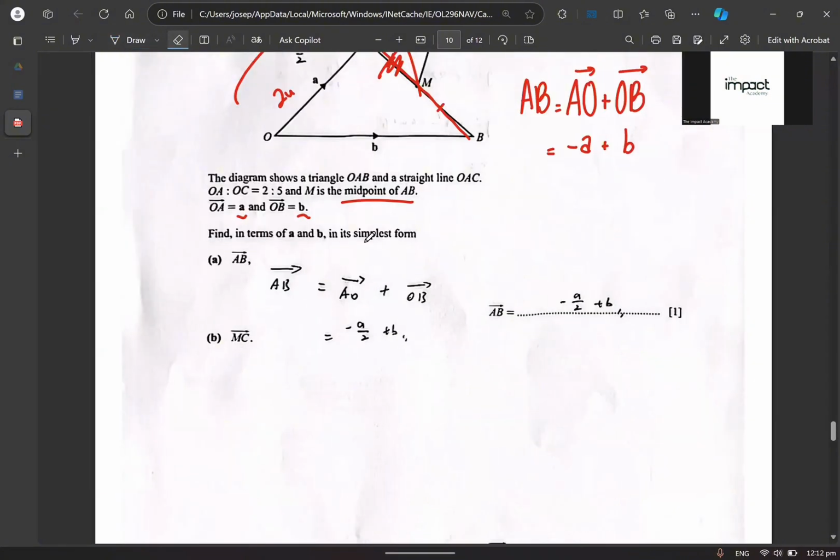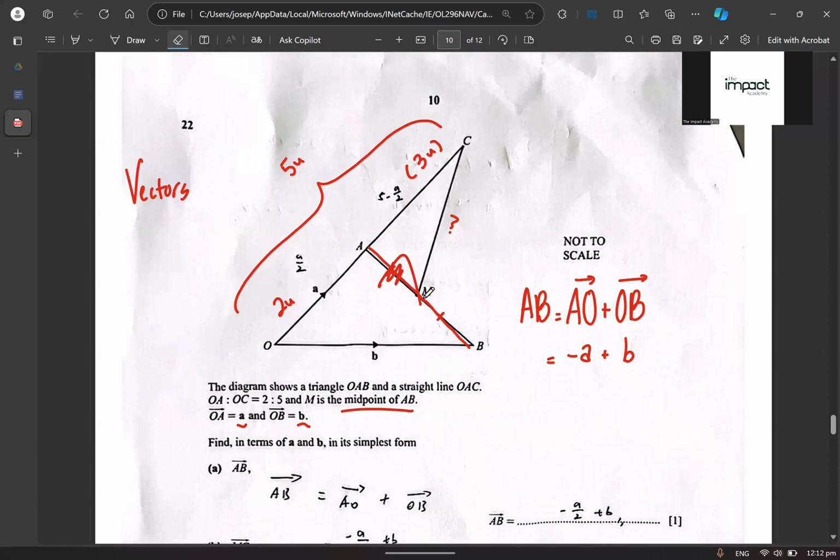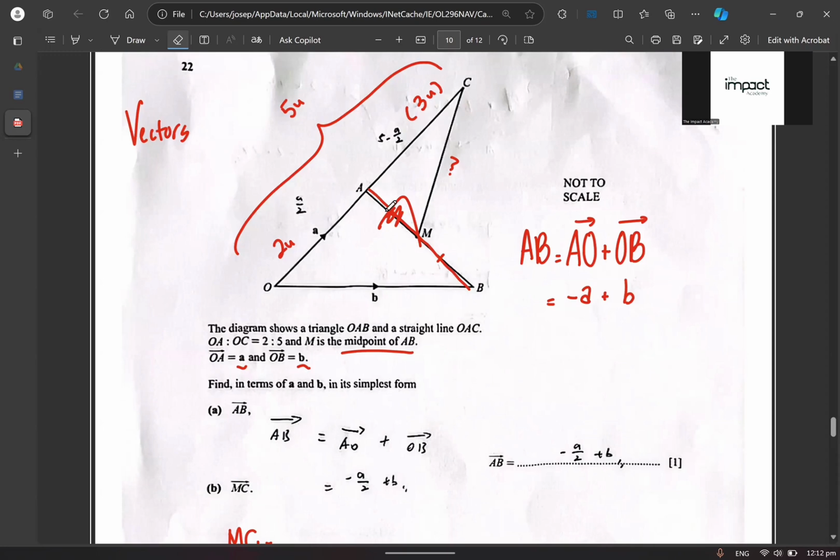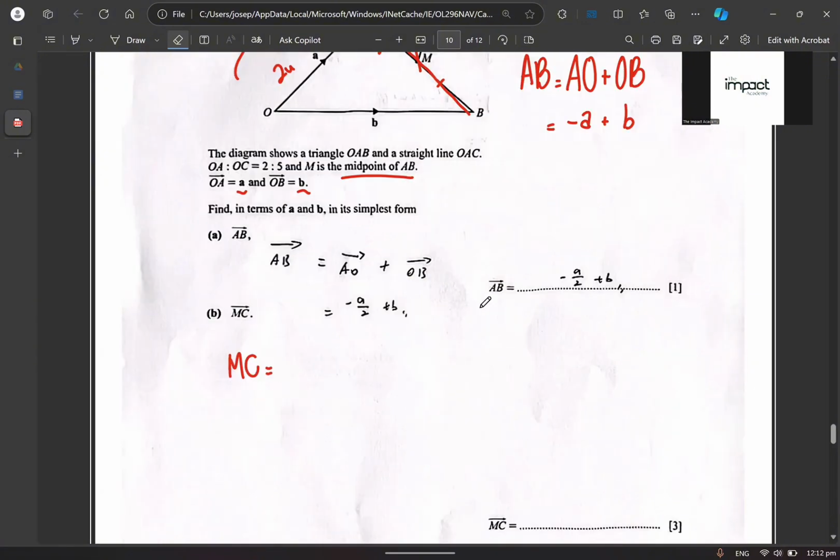So the first thing you want to ask yourself is, do I have AM first? I don't have, right? Do I have AC? I also don't have, right? Because why? How do I find MC? We have AB, but we want AM. Is AM half of AB? You are absolutely correct. So you want to find that first. But I want you to write out first. MC is equals to what plus what?